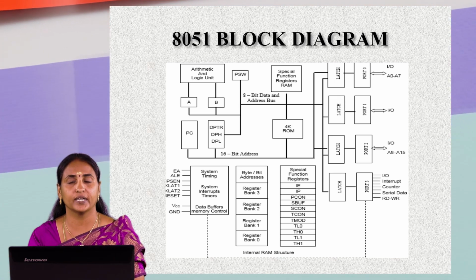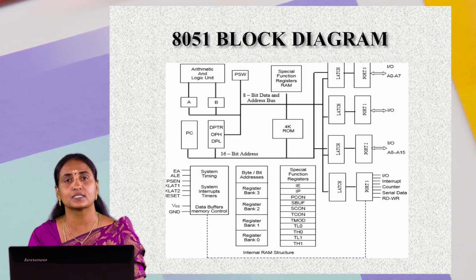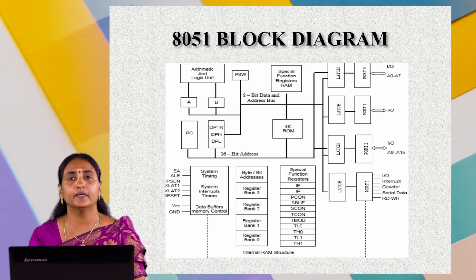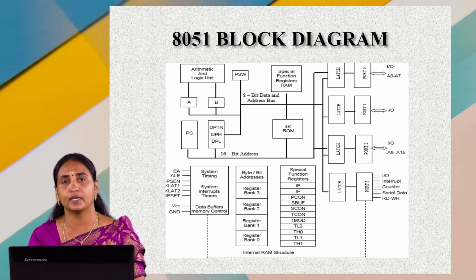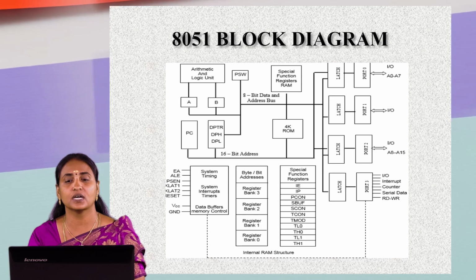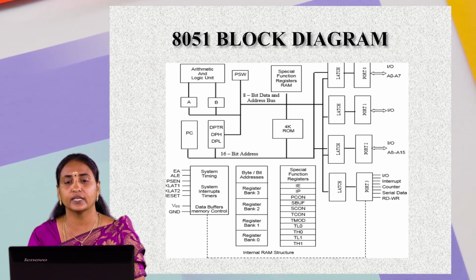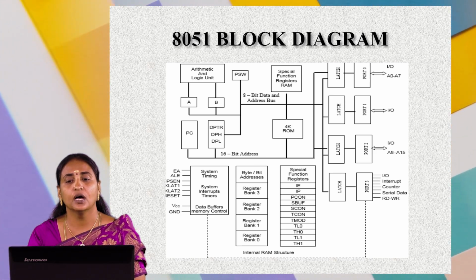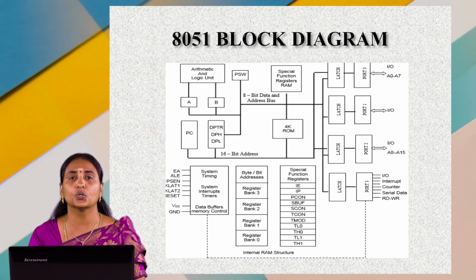DPTR means data pointer. It also has two parts, that is DPH and DPL. DPH means data pointer high, DPL means data pointer low. It is also placed in external memory that is connected with 8-bit data and address buses. Special function registers are included in RAM.